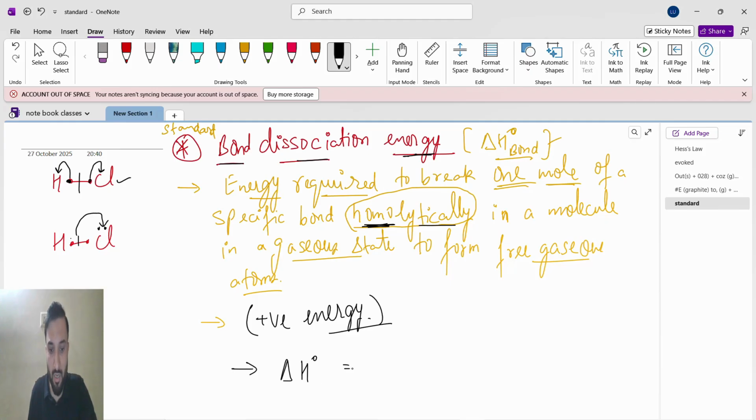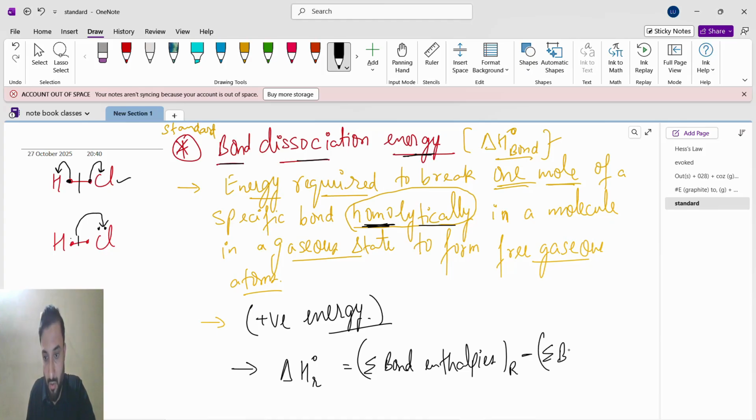We have a different formula, guys. See, bond dissociation energy, if you have to find for any reaction, we have a different formula. Here the formula is, we will take the summation of bond enthalpies of reactant side minus summation of bond enthalpies of product side.